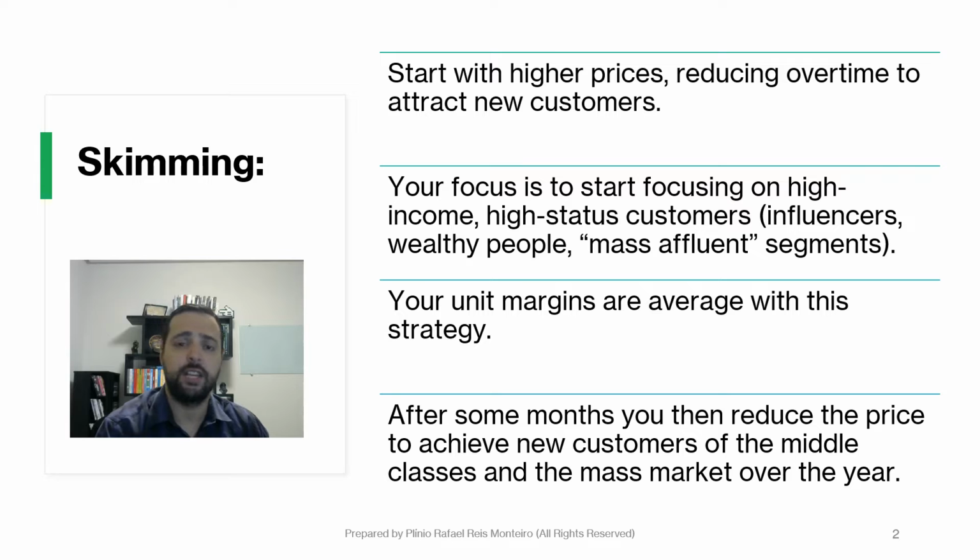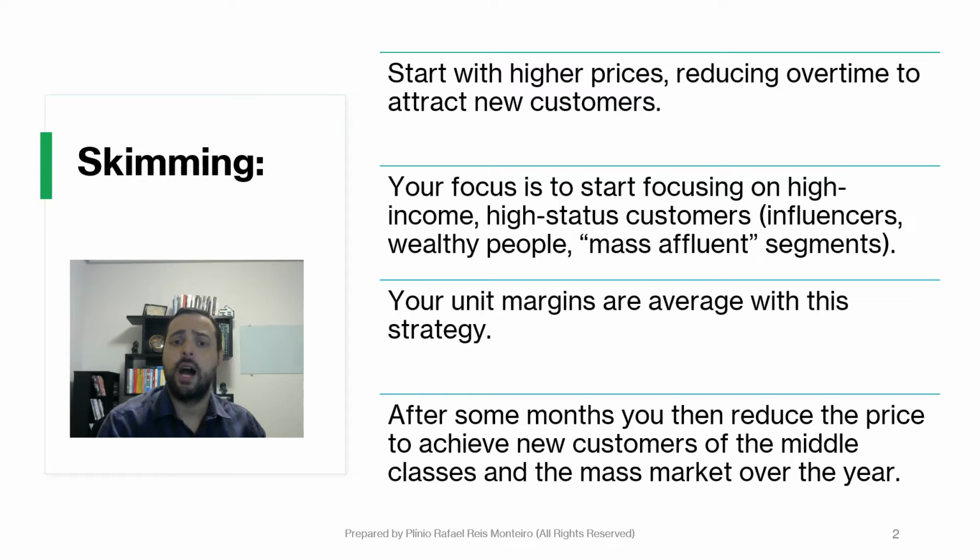There are three different options for the pricing strategy. The first one is skimming. In that case, you're going to start your operation with higher prices, trying to have as much profit as you can with wealthy people and people seeking status and innovation. And over the year, you're going to reduce the price until you reach prices that are reasonable for the general public, especially the new middle classes.